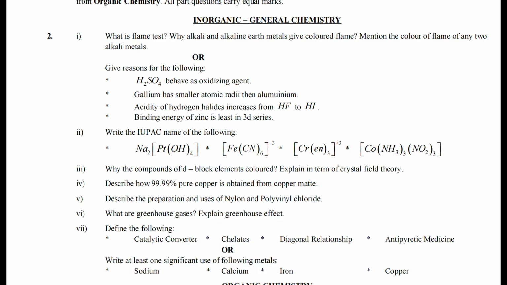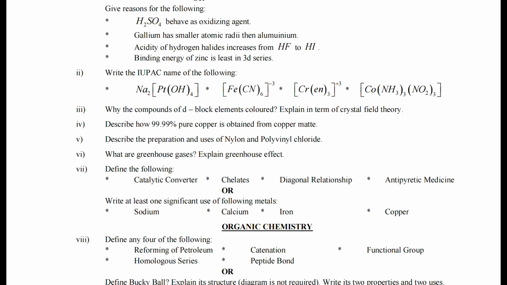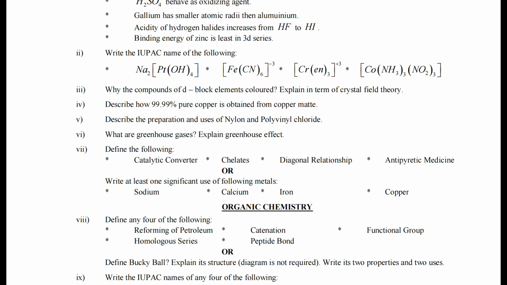Here you can see that we have the flame test, scientific reasons. You have to attempt any one among them. IUPAC that you get from chapter 2. Chemistry of the D block elements, you get it from chapter 2. Metallurgy of copper, chapter 2. Nylon and polyvinyl chloride, that is from the chapters that we have ahead. Greenhouse gases from the environmental chemistry, definitions, and some significant uses for the metals.